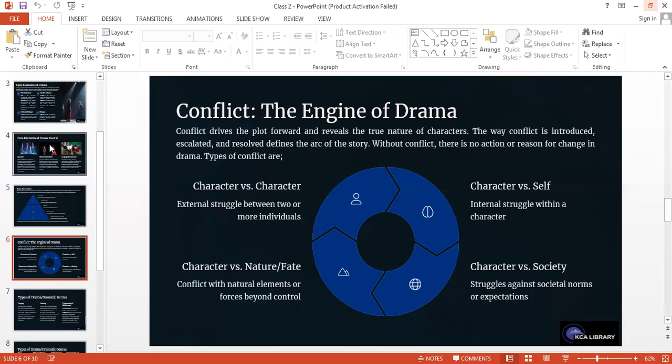Now we have character versus nature or fate, which is a conflict with natural elements or forces beyond control. And lastly, character versus society, which is a struggle against societal norms or expectations. What we can see as societal norms is a struggle between the laws and some other things pertaining to it.